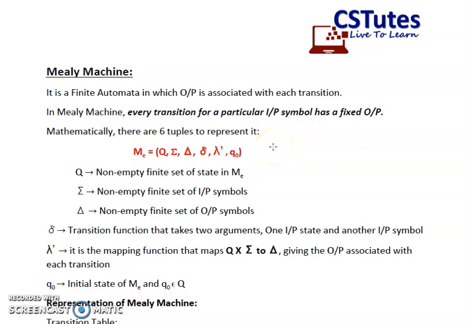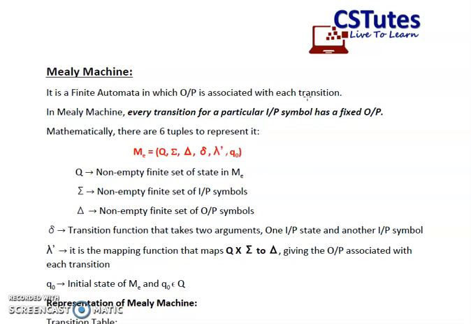Today we are going to discuss about Mealy machine. It is a finite automata just similar to DFA, NFA and Moore machine. The only difference between the Moore machine and Mealy machine is that in this the output is associated with each transition. However, in case of Moore machine, the output was associated with each state.